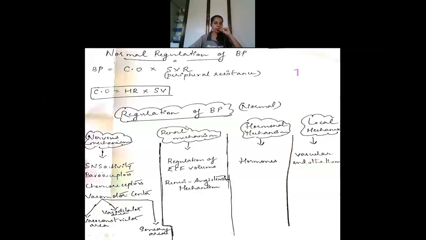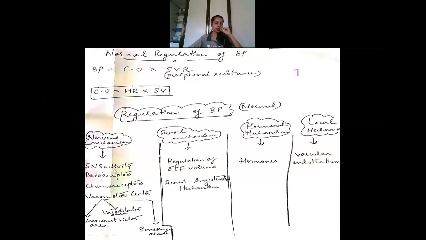Now next is moving on to the regulation of blood pressure. This same thing you might have studied in physiology. We'll just briefly see what are the points here, which is affecting the heart, only that we are studying, or what is affecting your blood pressure, only that is being covered. So first of all, we have different regulations of blood pressure by different mechanisms: nervous mechanism, renal mechanism, hormonal mechanism, and local mechanism.